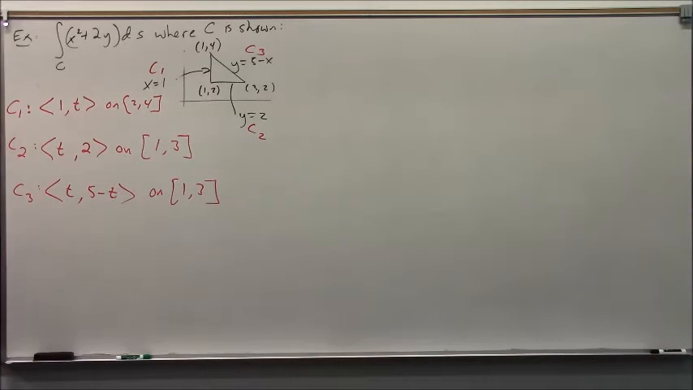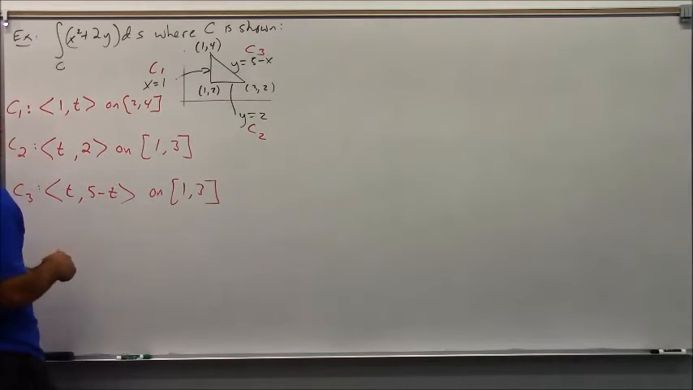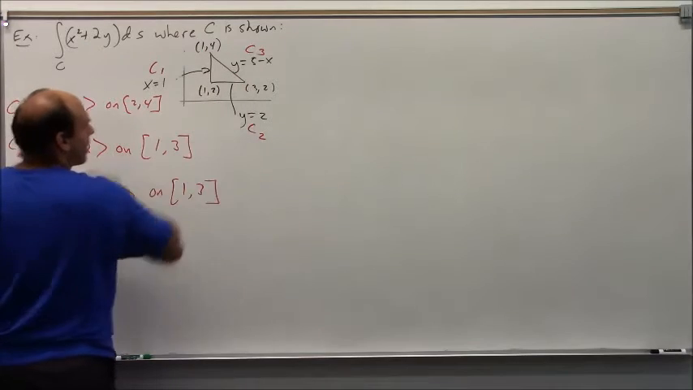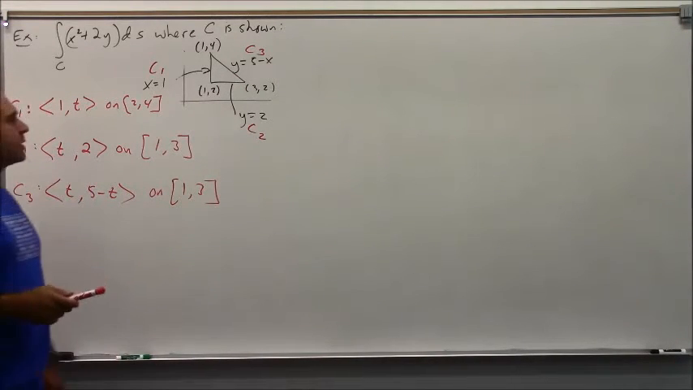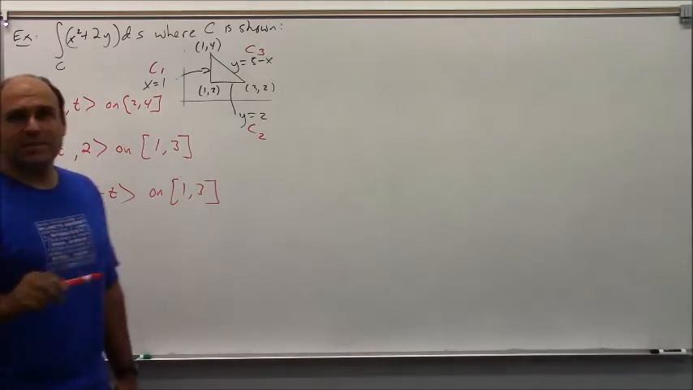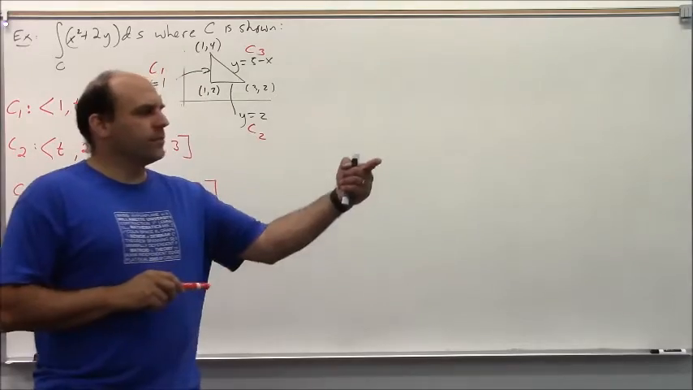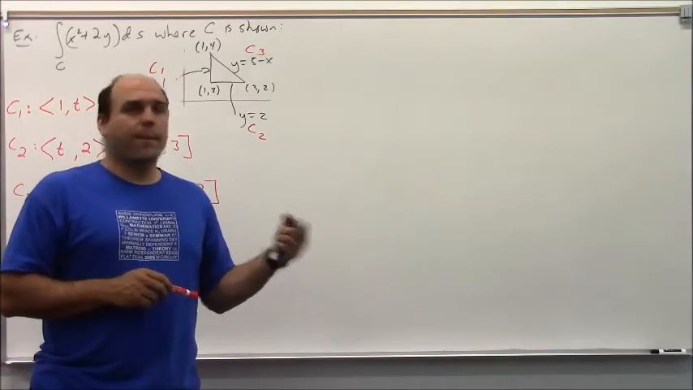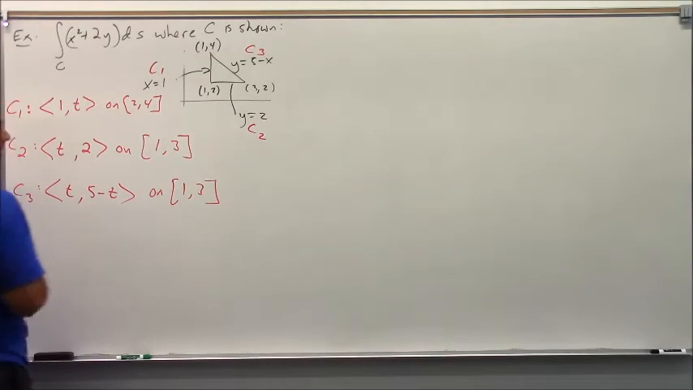It shouldn't matter which order I go. It shouldn't matter, my interval right now, if I do C1, C2, C3 in that order. I'm going up here, over there, and then down there, and I'll add those pieces together. It doesn't matter, I don't have to go in a particular order because ds, remember, is the magnitude of r prime of t dt. So if I go right to left instead of left to right, that just changes the sign of r prime, but there's no sign change in the magnitude of r prime. So it doesn't matter how I do that.